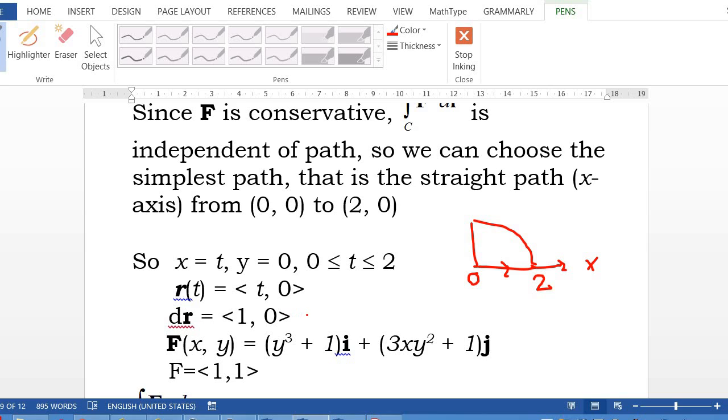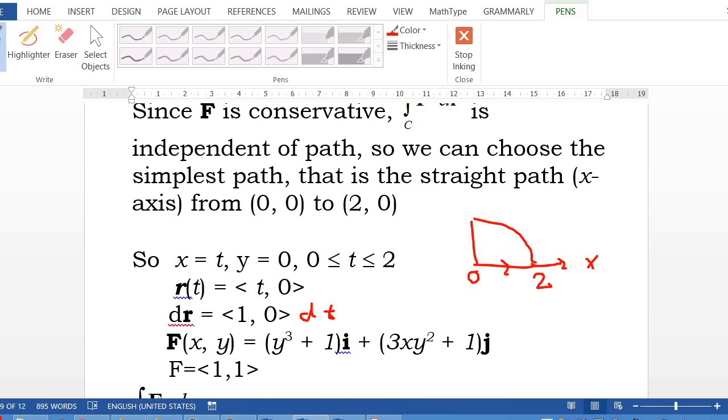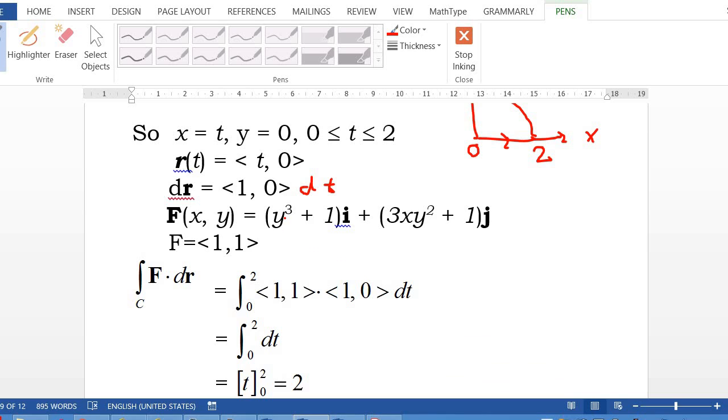Now find dr. The derivative of t is 1, and the derivative of 0 is 0, so dr is 1i plus 0j dt. And this is the f: y cubed plus 1 i, plus 3xy squared plus 1 j. So y is 0, component i you have 1i, and component j you have 1j.